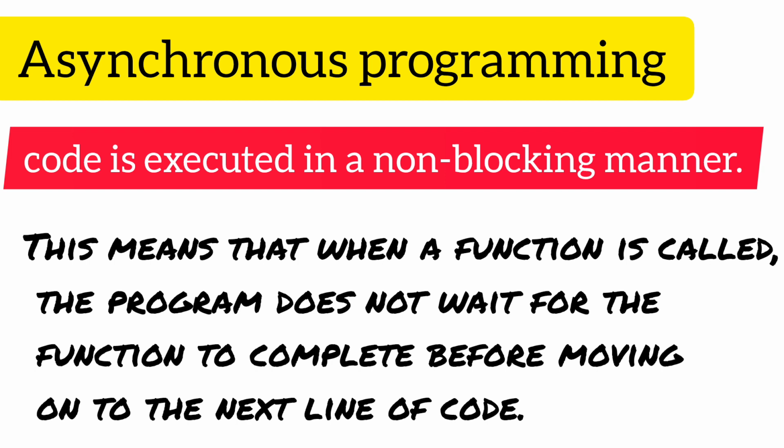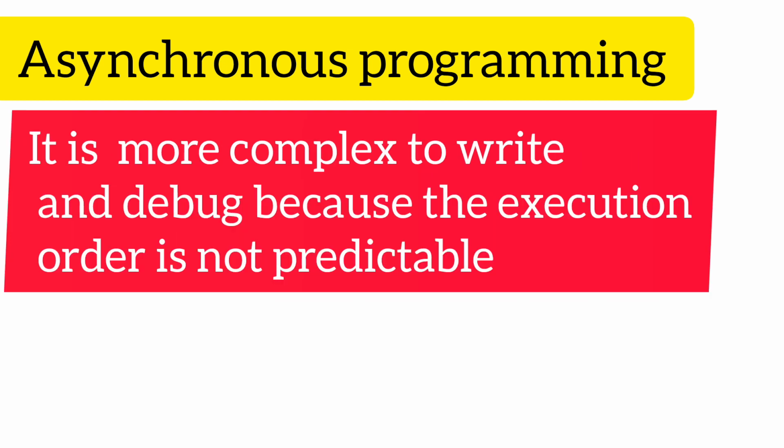Now let us discuss asynchronous programming or asynchronous calls. Asynchronous programming is programming where code is executed in a non-blocking manner. This means that when a function is called, the program does not wait for the function to complete before moving to the next line of code. Asynchronous programming is more complex to write and debug because the execution order is not predictable.